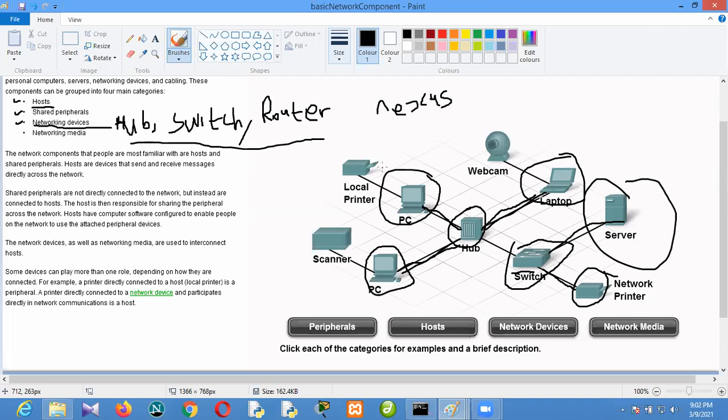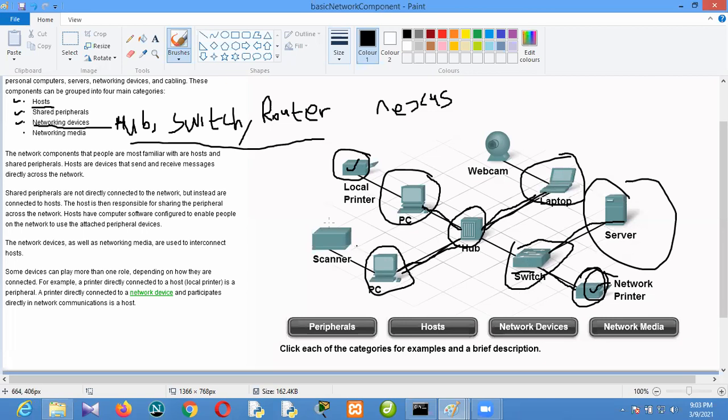Now, at your level, I will tell you that they don't have IP addresses. Just take it that peripherals are electronic gadgets that are directly connected to the host, not to the network devices. It means that this printer is a peripheral, while this printer is a host. You see the difference now? Both are printers, but this one is a peripheral, while this one is a host. Why? Because this one is directly connected to a network device.